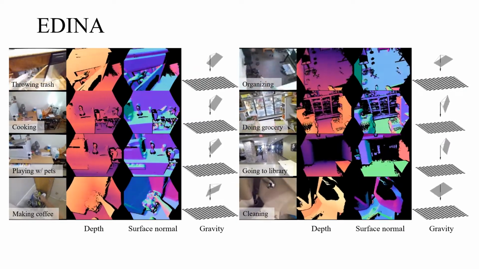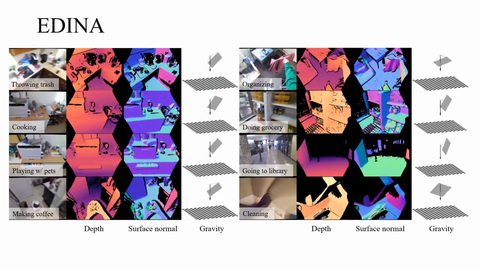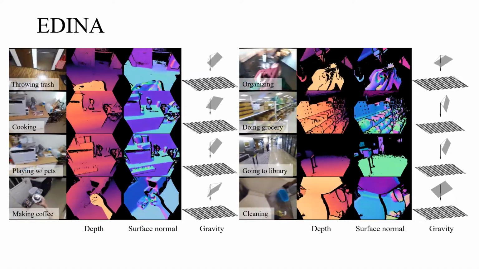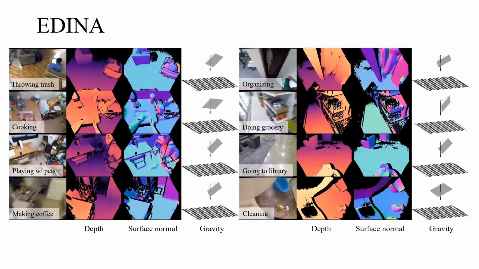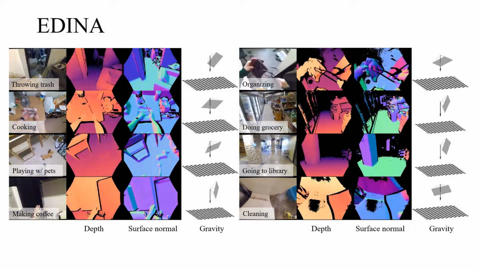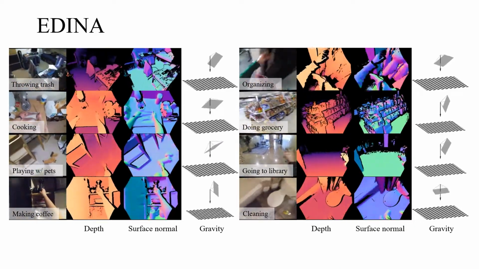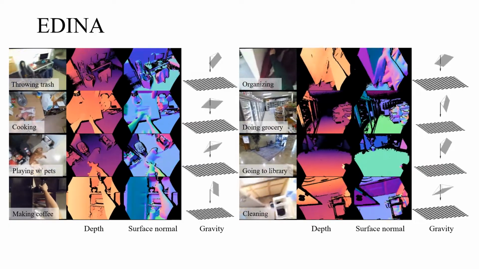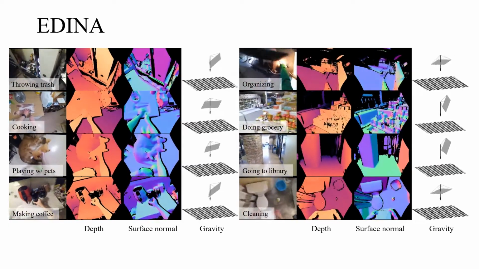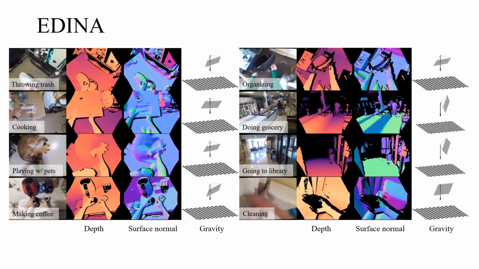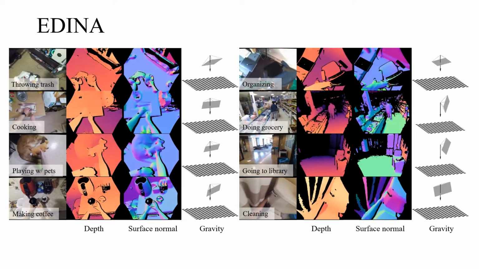To facilitate learning the geometry from egocentric images with our multimodal spatial rectifier, we present a new dataset called EDINA, Everyday Indoor Activity Depth. Our dataset comprises more than 500,000 synchronized RGBD images with gravity direction that were captured by 16 participants for a total of 16 hours, involving diverse activities such as cleaning, cooking, and eating.